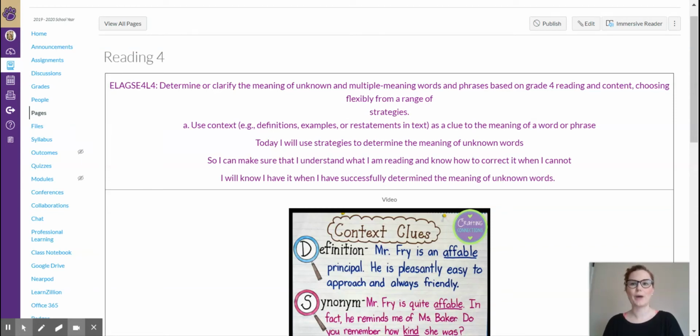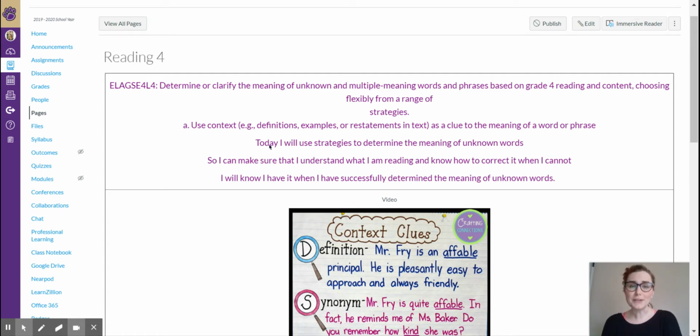All right, so for day 4, we are continuing with context clues. Today our learning target is: I will use strategies to determine the meaning of unknown words. I will do this so I can make sure that I understand what I'm reading and how to correct it when I cannot understand. And then I will know I have it when I've successfully determined the meaning of unknown words.